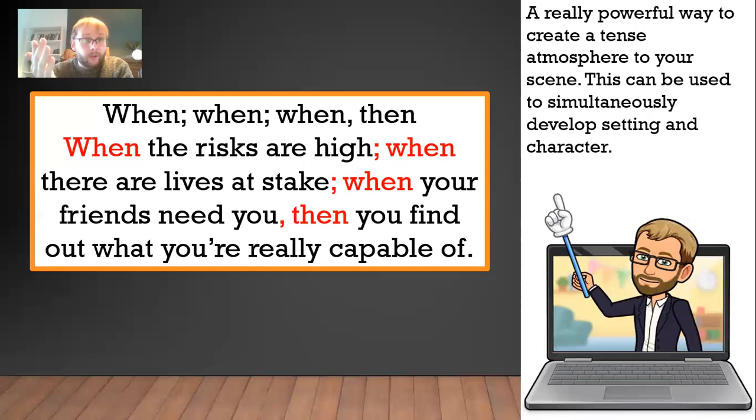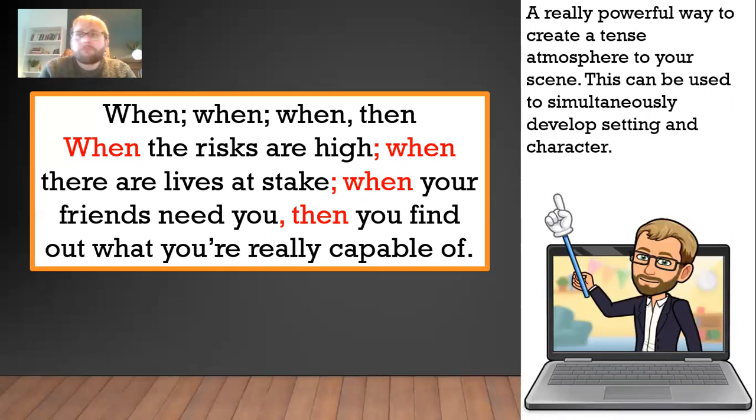In fact, they're not a main clause. We're listing, so we're listing with a semicolon because there's more than one word in each section of the list. And all you do is you build the tension. When the risks are high; when there are lives at stake; when your friends need you, then you find out what you're really capable of. That's an example of when you're using it. So you're just adding to it each time.